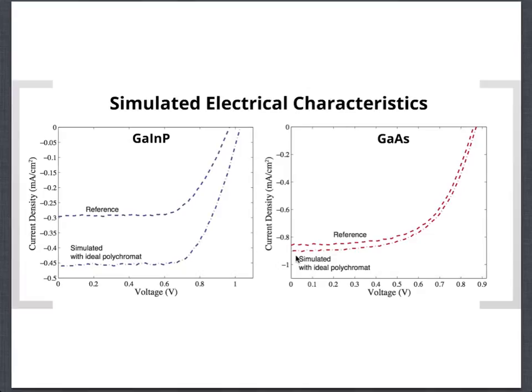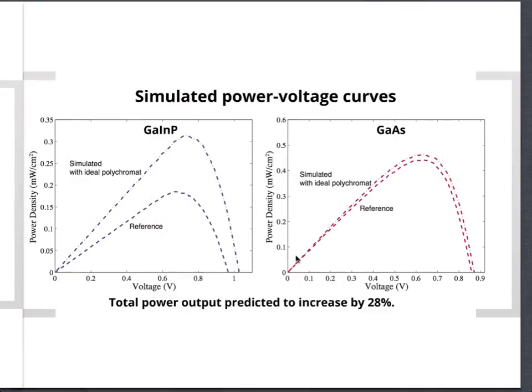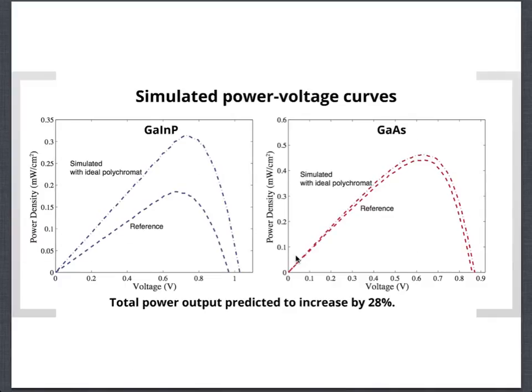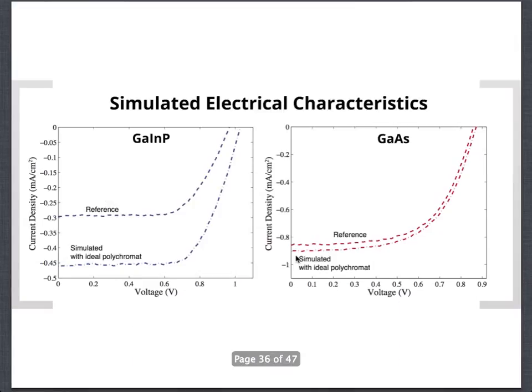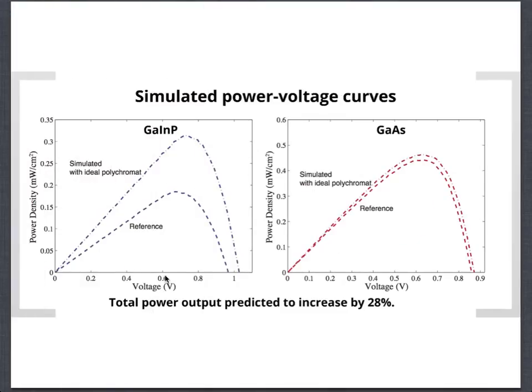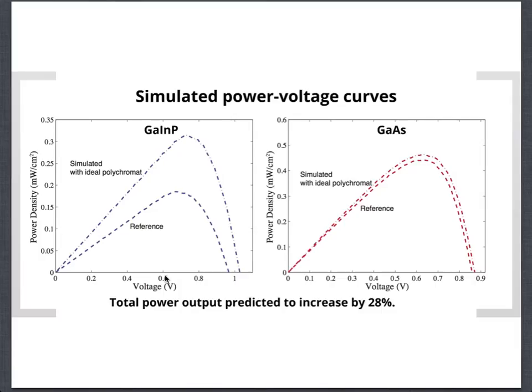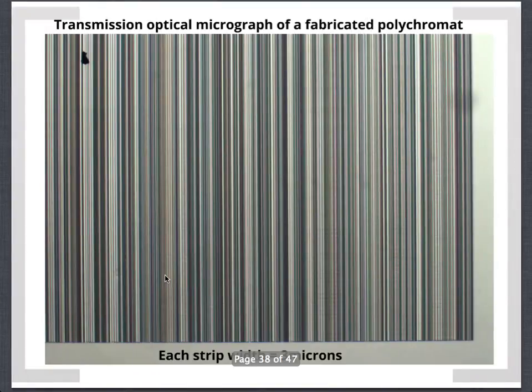So how much did we find in the experiments? This is the simulated power voltage curve. You multiply the current by the voltage and plot it versus the voltage, so you get the power voltage curves. At some point you get the maximum power. This is the microscopic image of the other design, and each line here is 3 microns.